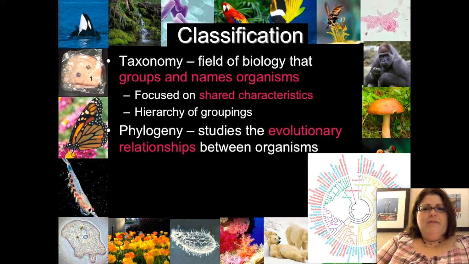A very related field is something called phylogeny. It's basically classification, but it's classification based on evolutionary relationships. So what we care more about, instead of similarities, is who's more closely related to whom. When we discuss phylogeny, a lot of times Darwin's tree of life comes up, because remember, Darwin thought that all organisms were related, and phylogeny basically shows how they're related.